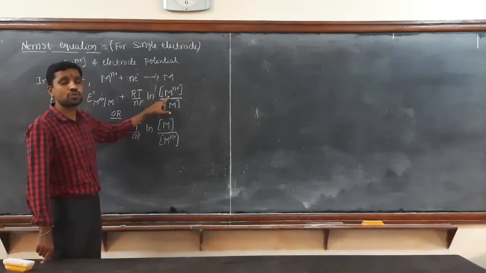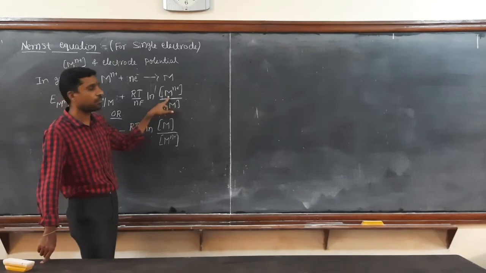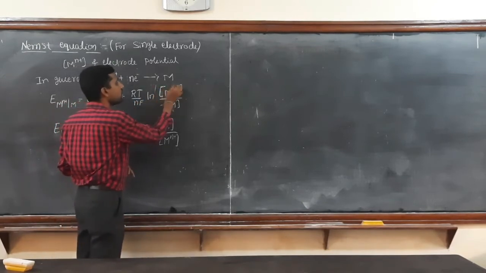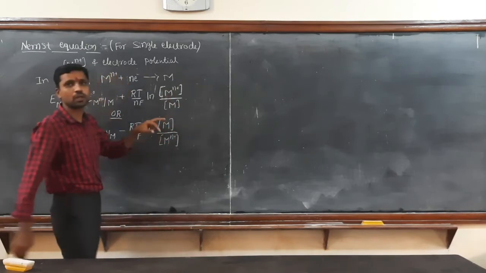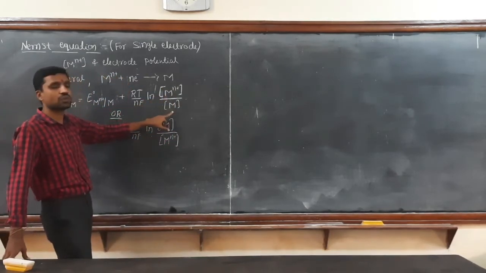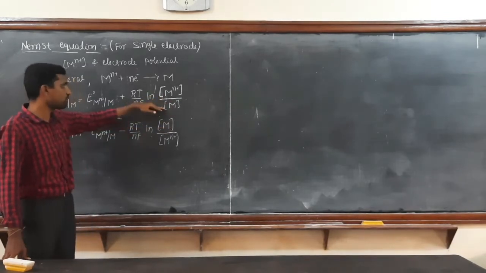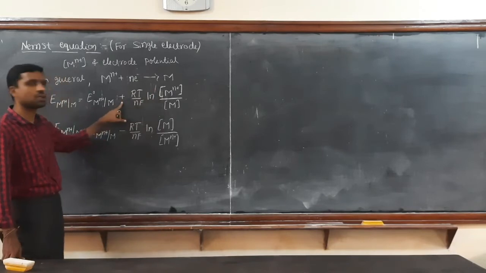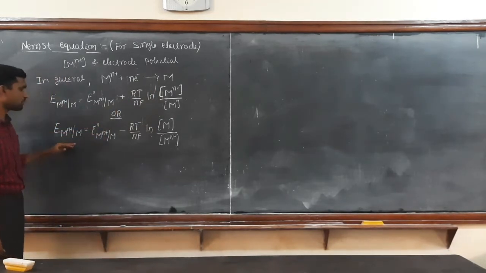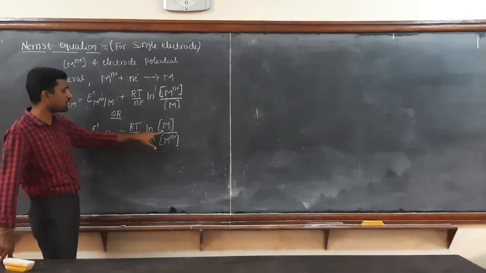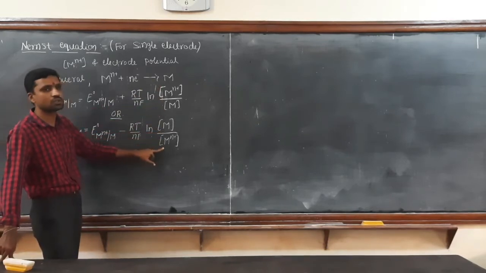Ln of the concentration of Mn+. The square bracket is very important in this case. It represents the concentration of a particular component. So this is the concentration of the metal ion, and this is the concentration of the metal. The same equation can be written by changing the sign to a minus, with the concentration of M divided by the concentration of Mn+.